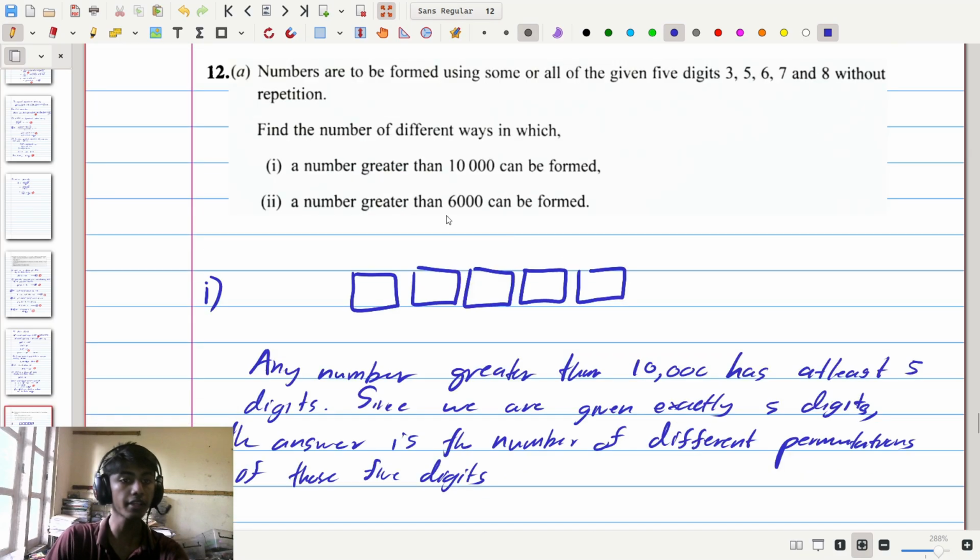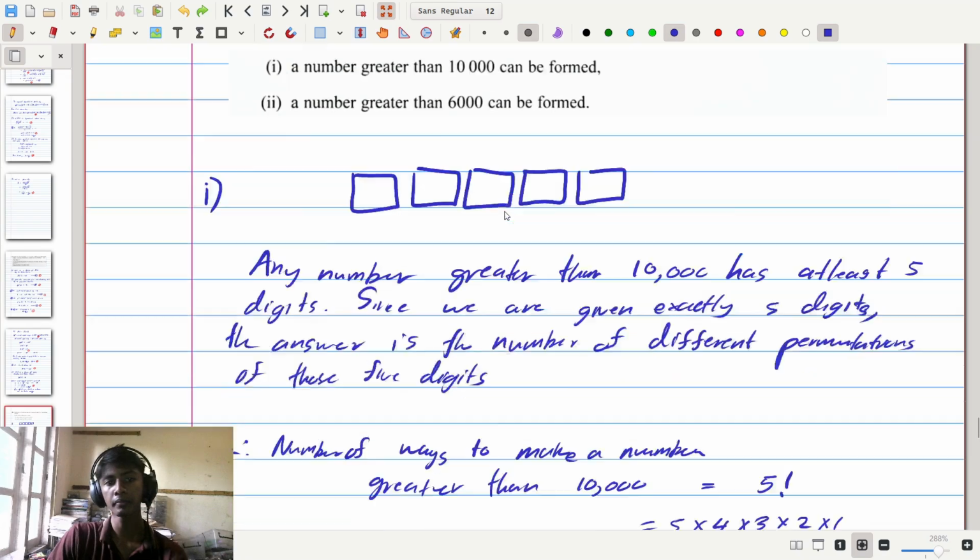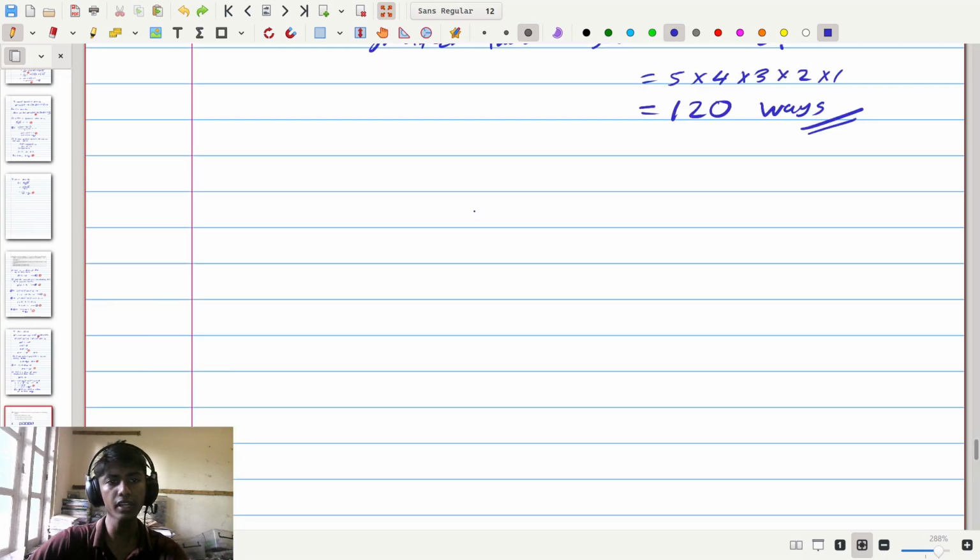Now moving from that, the second part of the question says, find the number of different ways in which we can create a number that's greater than 6,000. Now for this one, we need to realize that if you create a number greater than 6,000, the number you create is either in between 6,000 and 10,000 like so, or it is a number greater than 10,000.